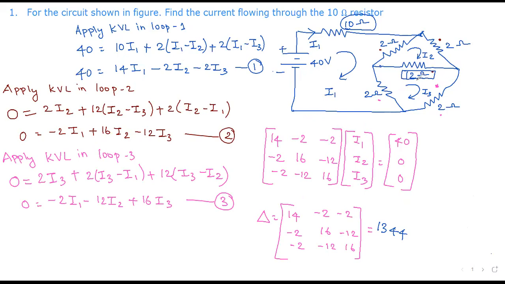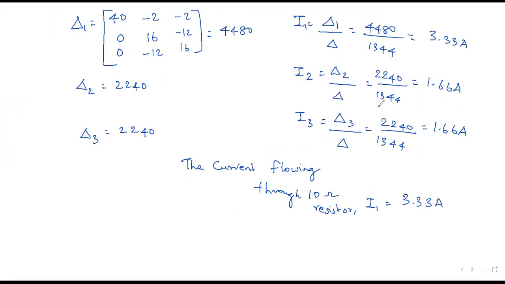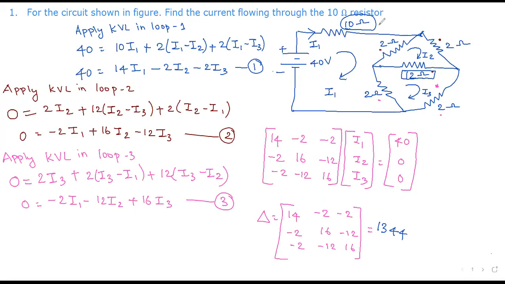What is the current flowing through the 12 ohm resistor? You see here, I2 current and I3 current. The difference between I2 and I3 is the current flowing through the 12 ohm resistor. The difference between I2 and I3 is 0, so the current flowing through the 12 ohm resistor is 0 amps. So they may ask any current value, and based on the circuit diagram, you have to write the result.